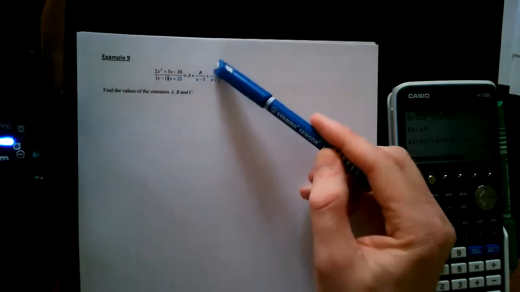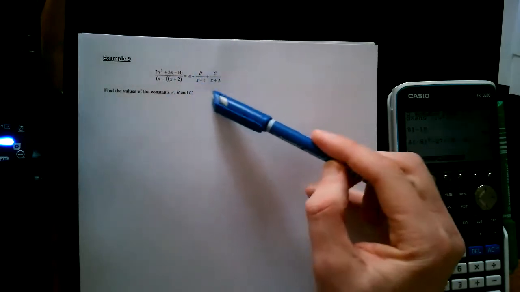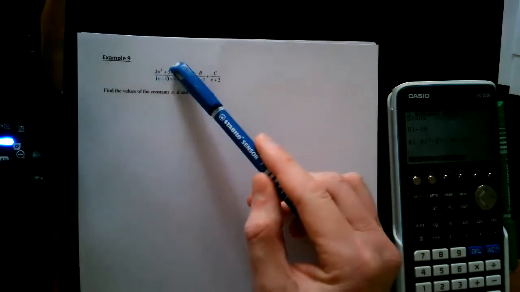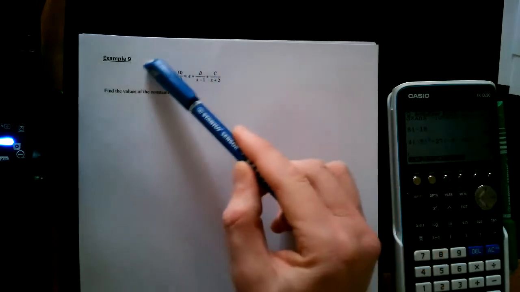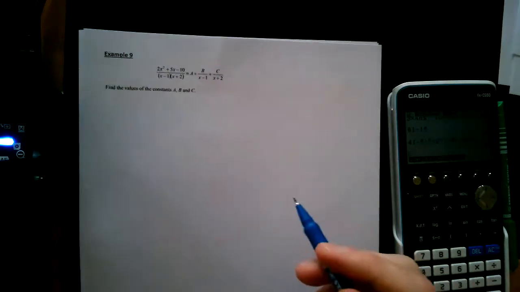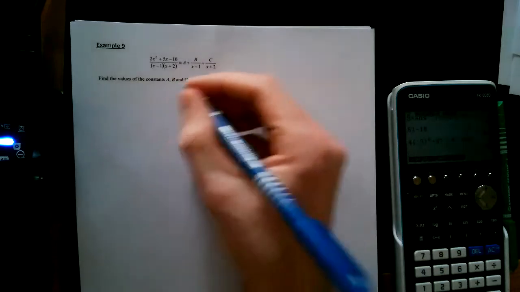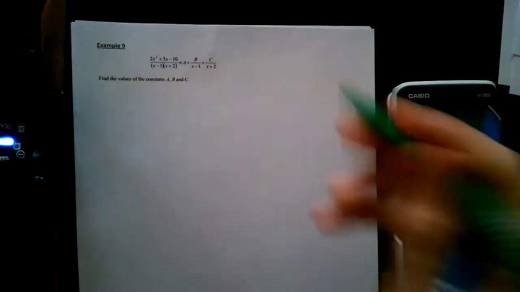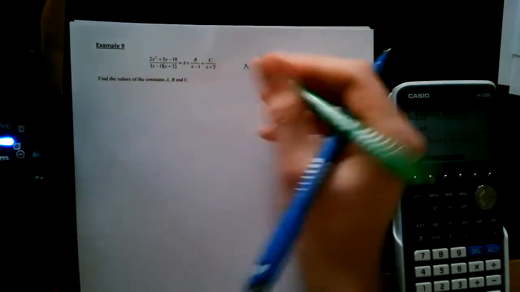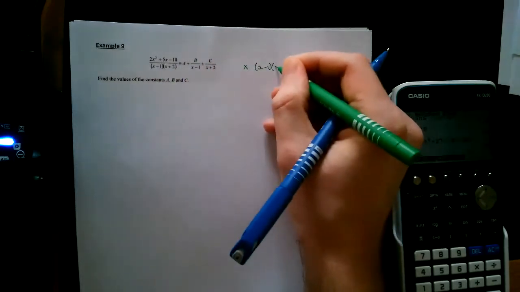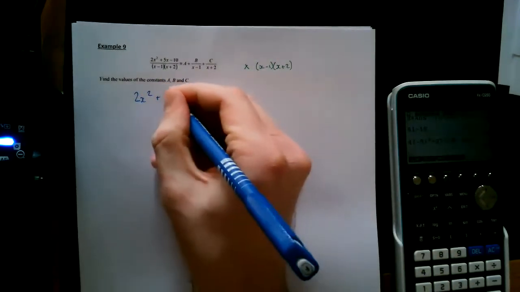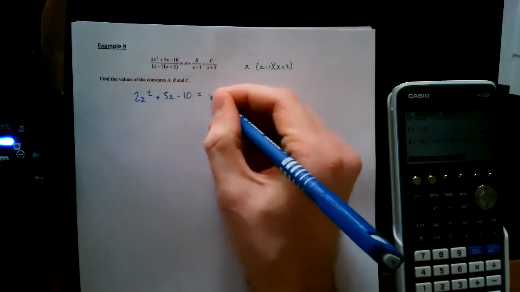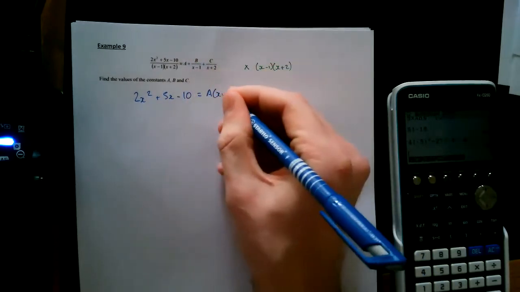So the remainder bit is the bit I can do the partial fractions on. One method is I could divide this, get what A is, and then use partial fractions on the remainder. Or I'm going to show you a way of doing it all in one go, then we'll do that other method on the next one. So to do it all in one go, same as before, I'm going to multiply both sides by the denominator of the left-hand side, so by (x - 1)(x + 2). So I get 2x^2 + 5x - 10 equals, well, A, when I multiply it by that, I just get A times (x - 1)(x + 2).